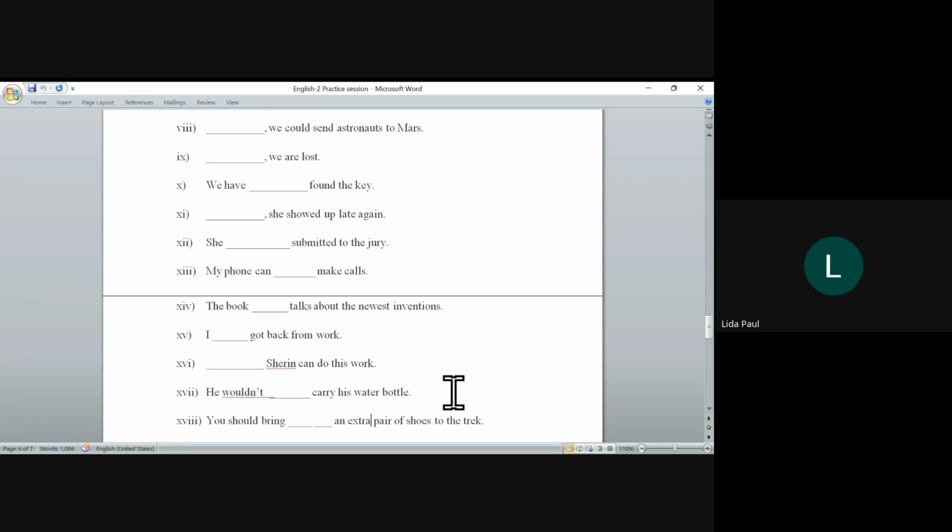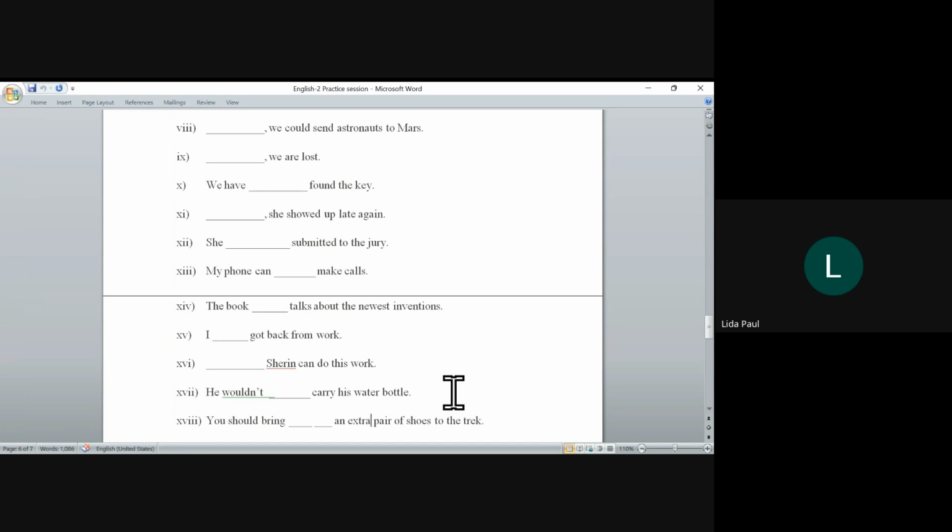There are many options possible here, but this is more of a focus adverb question. So you can say my phone can also make calls. My phone can even make calls. My phone can just make calls. My phone can only make calls, right? So only, even, just, also. Many focus adverbs are possible here.